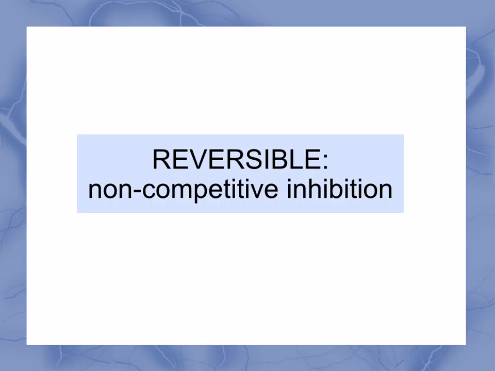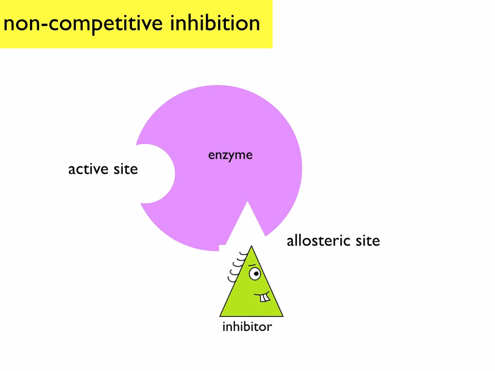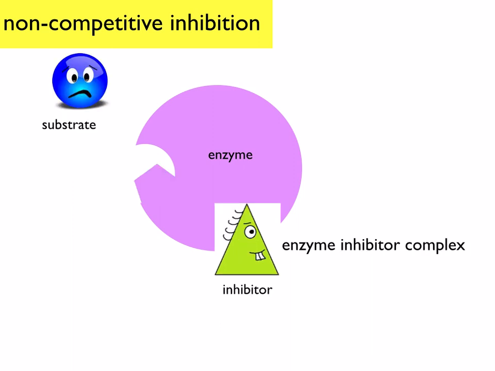Now we're going to look at non-competitive inhibition, which is still reversible. So you remember that non-competitive inhibition involves something called an allosteric site, which is another site on the enzyme. So allosteric means another place. This inhibitor binds to another site called an allosteric site. It doesn't bind directly to the active site.